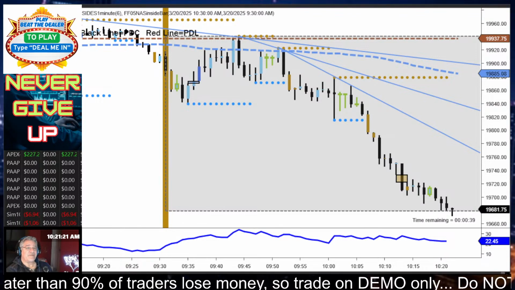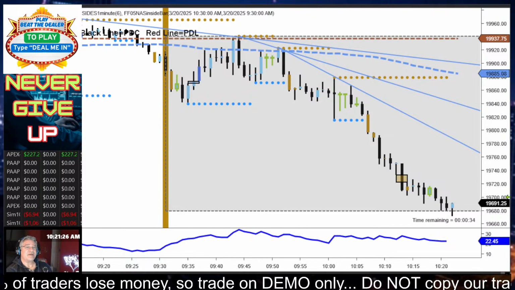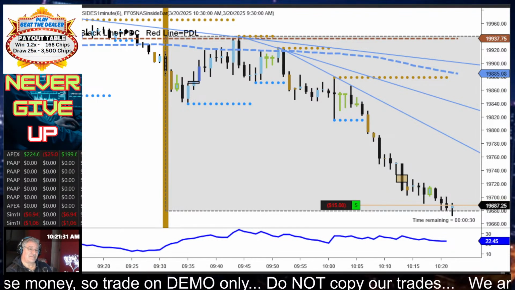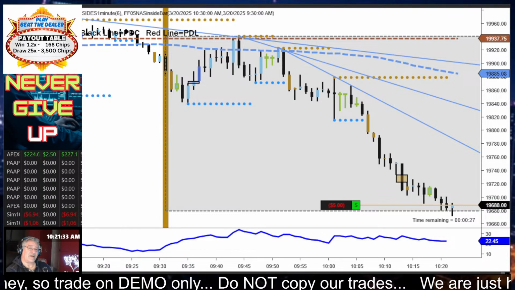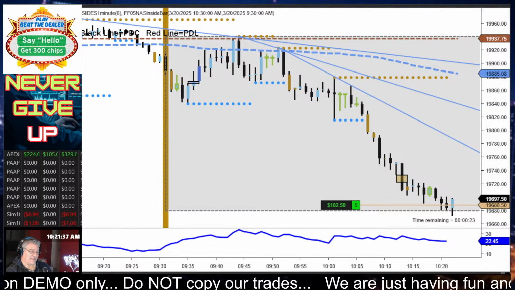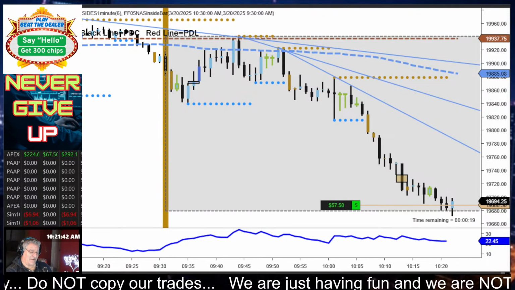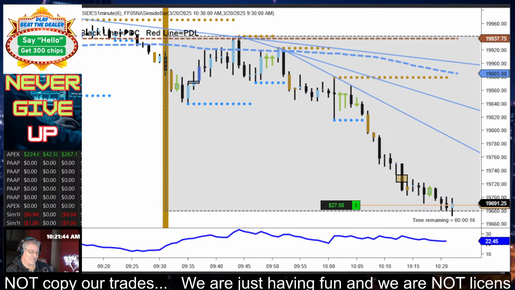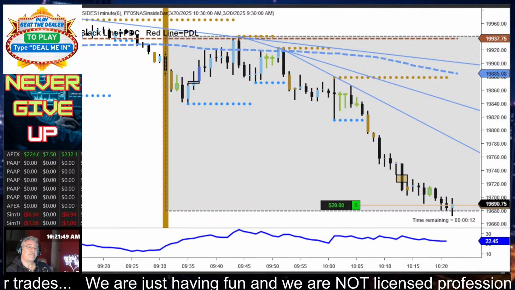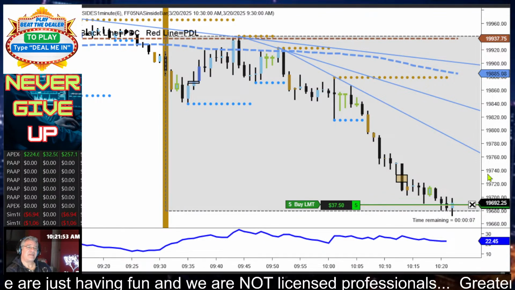I think if you're looking for a long, you definitely want to see some kind of break of structure or something. I'm trying for the 10 o'clock reversal here. That's 7. Can we get 14? I'm hoping we can get 14.